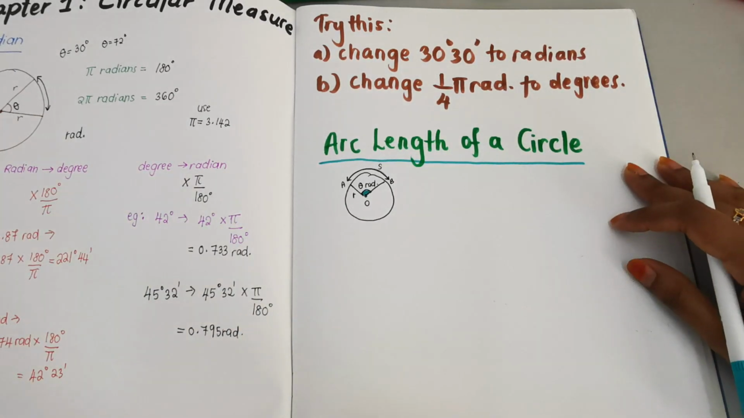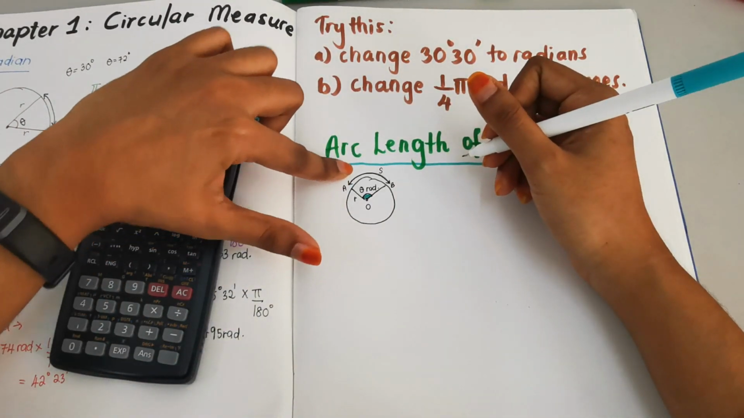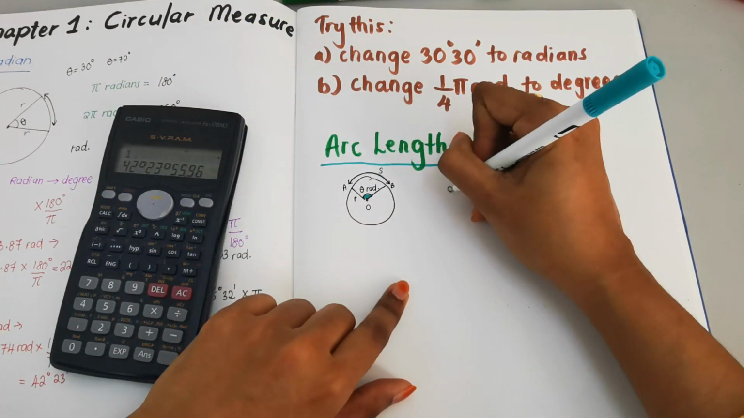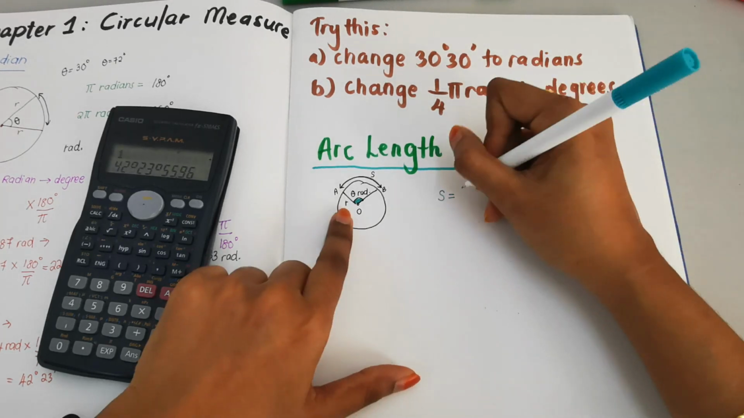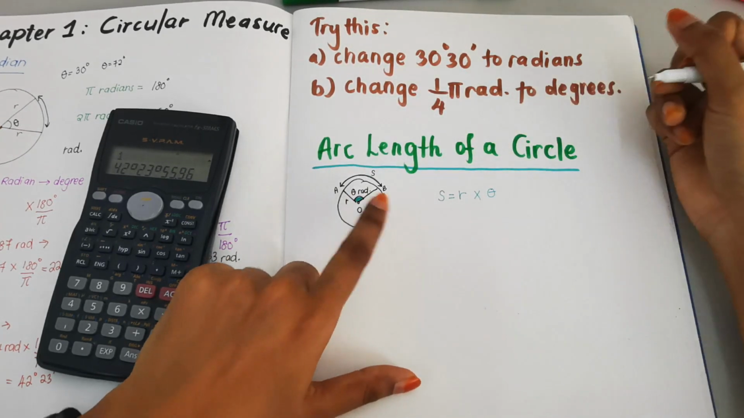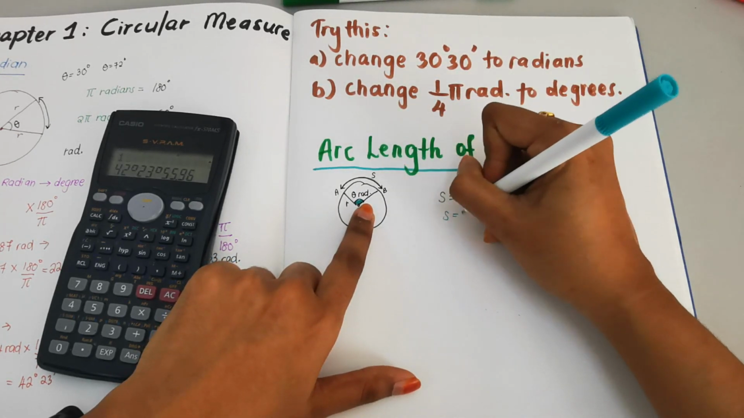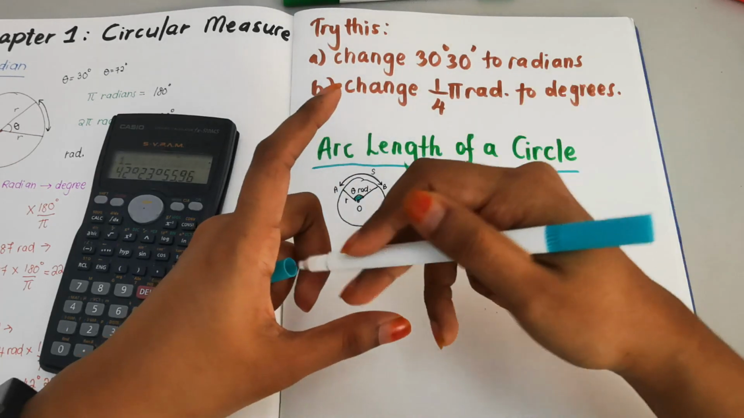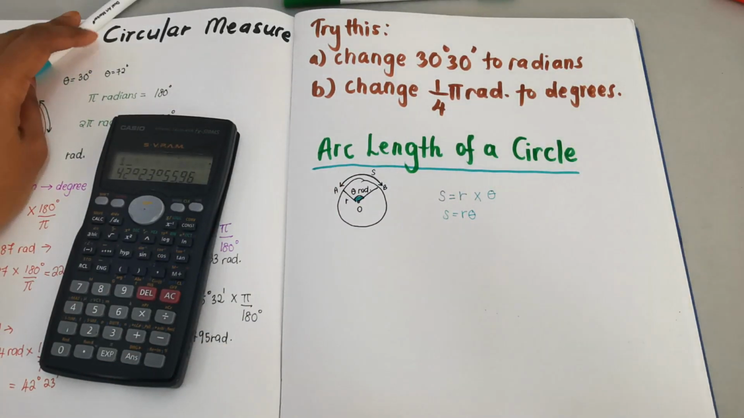If we want to find the arc length of a circle, let's say this is S, we write down this as S. To find the arc length, we take the radius and times it with theta, which is the angle. So this is the formula. Usually it's written as S equals R theta. Now let's look at an example.